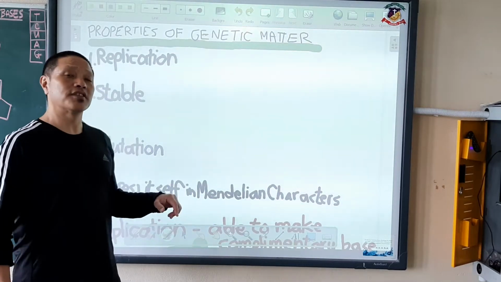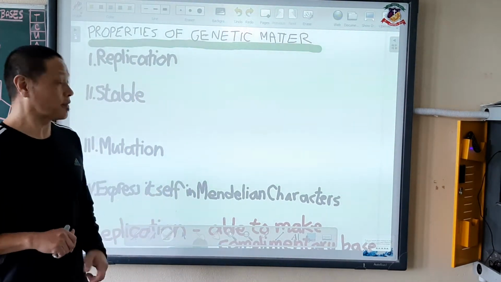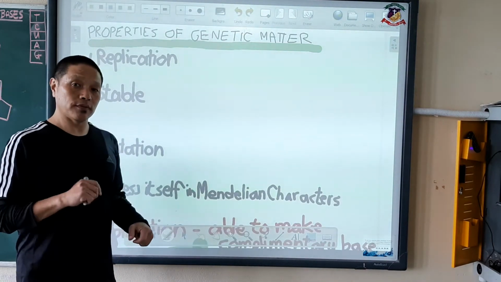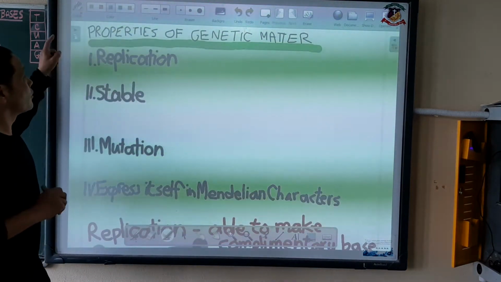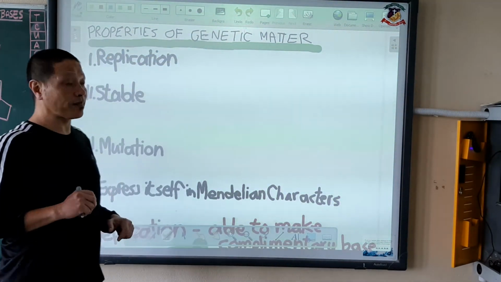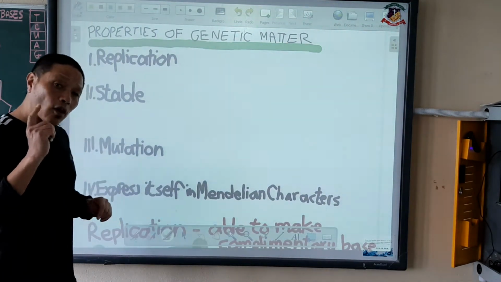Well, boys, now this is a new chapter, the search for genetic matter. Before we go into the details of it, let us just run through the properties of genetic matter. Here are 4 basic properties that a genetic matter ought to have.